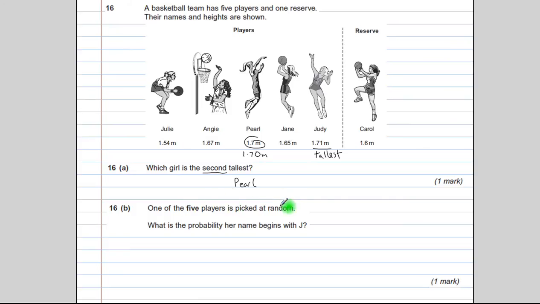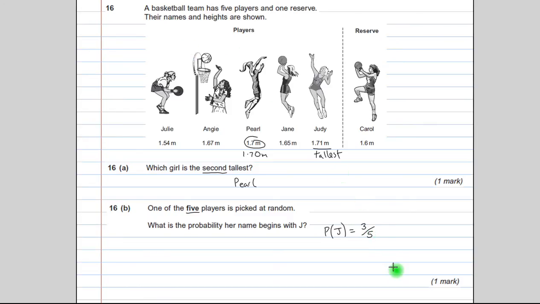One of the 5 players is picked at random. What is the probability her name begins with J? Well, I'm going to use some probability notation here. I'm going to put PJ. That just means the probability of getting a J. Well, if we look through the names, we've got 1, 2, 3 of these players have got a J in their name. And because it's talking about the main team players, because one of the 5 players, then there's 5 in total, so the chances of picking somebody with a J are 3 out of 5, 3/5.